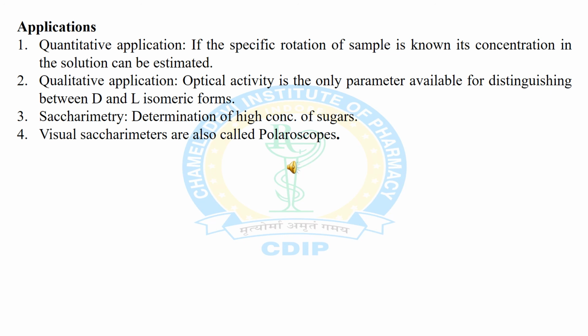The third application is the saccharimeter, that is, for the determination of high concentrations of sugars. Next, visual saccharimeters, which are also called polariscopes, are also used for the determination of concentration of sugars in the given sample.